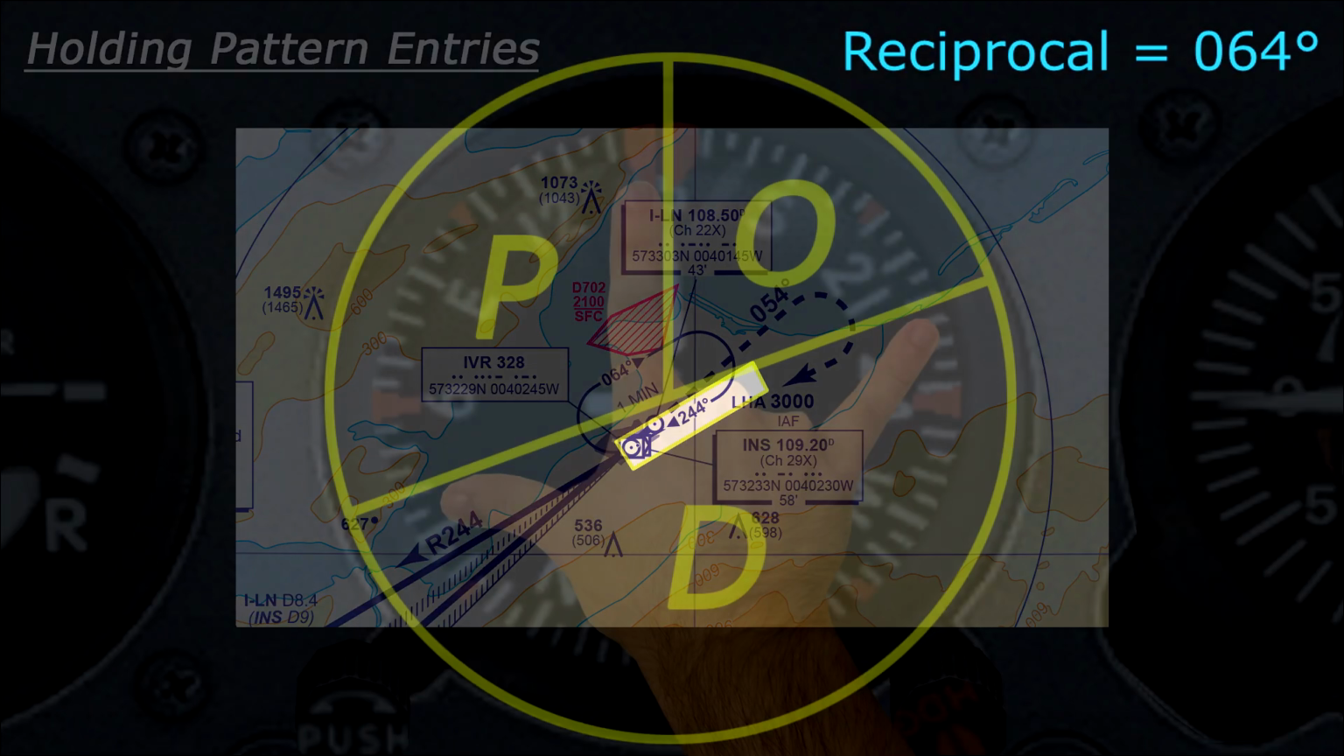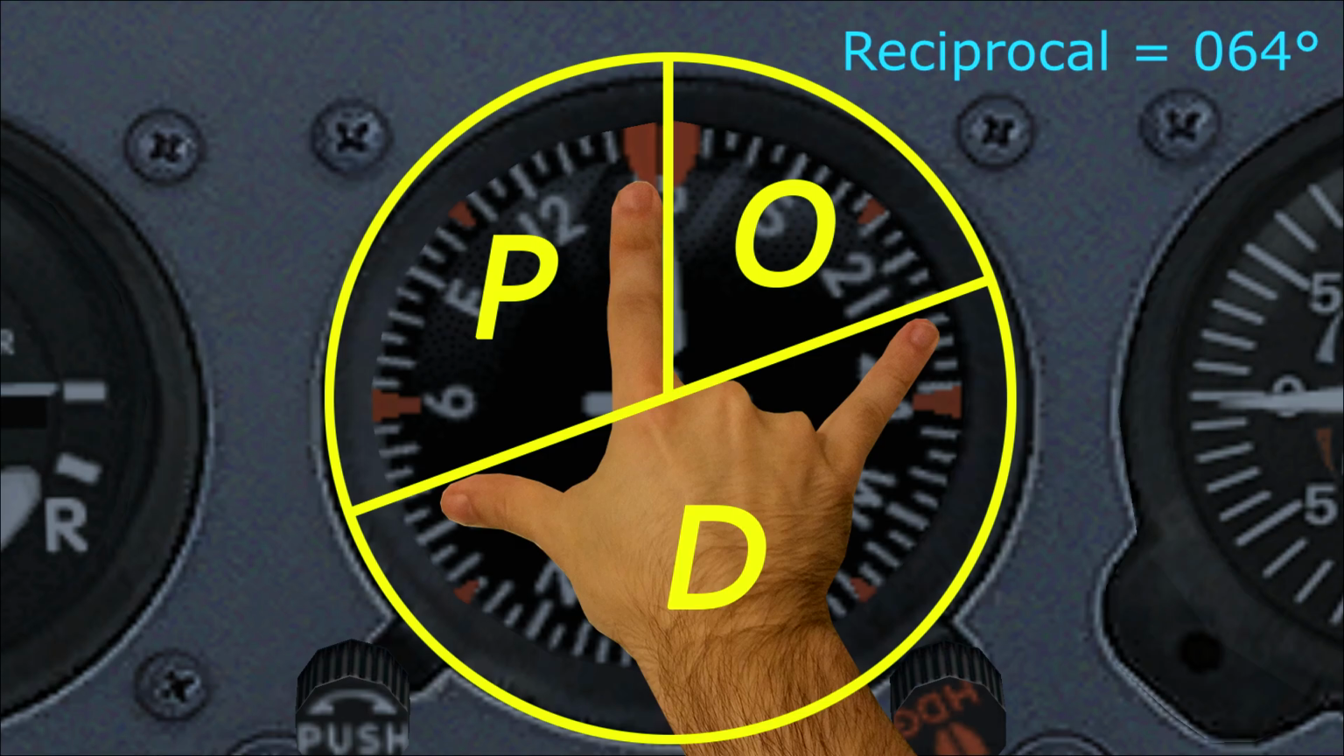degrees. And now if you have a look at the heading indicator again, and have a look at that POD, to find out which approach we need to fly, take the reciprocal of the hold course, so 064 degrees, and draw a line out to that. And you can see there that that line falls within our P, or our parallel entry sector. So now we know that when we hit the fix, we need to fly a parallel entry. I really hope that makes sense.